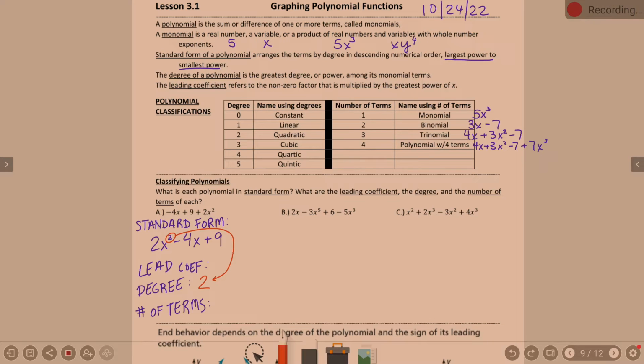Now, leading coefficient. Leading coefficient is the non-zero factor that's multiplied by the greatest power of x. Okay, what was my greatest power of x? X to the second, yes? Leading coefficient. What's the number out front of that? 2. So this 2 right here is my leading coefficient because it's the number in front of the highest power.